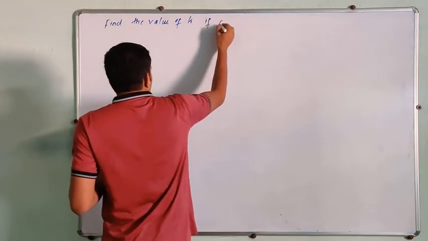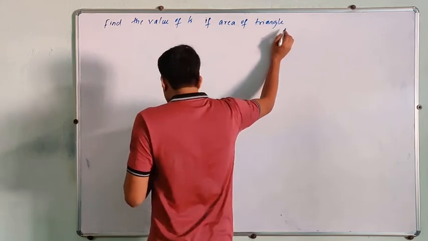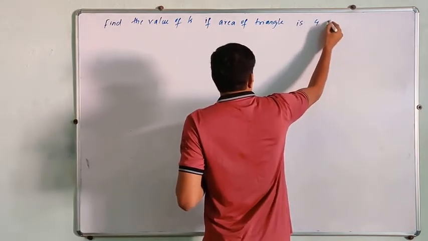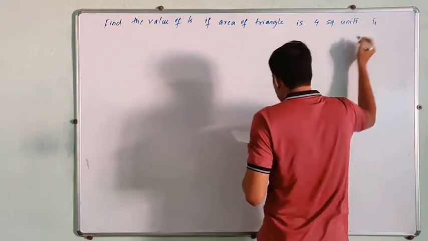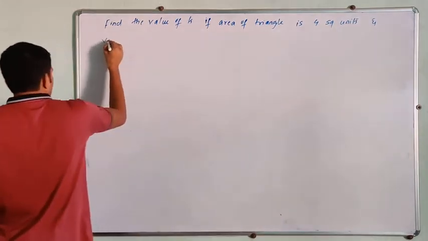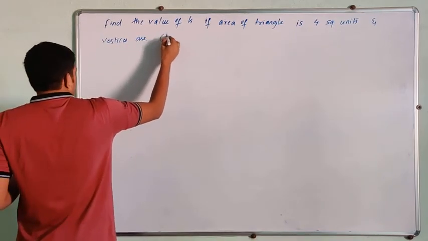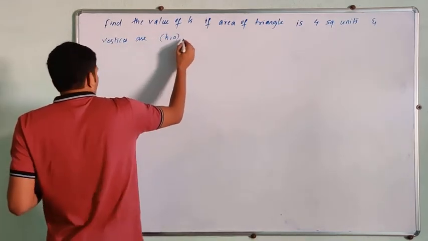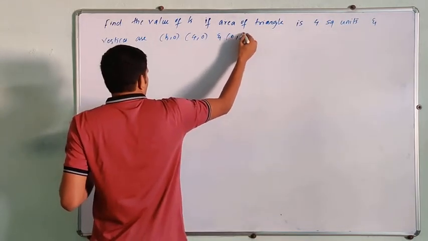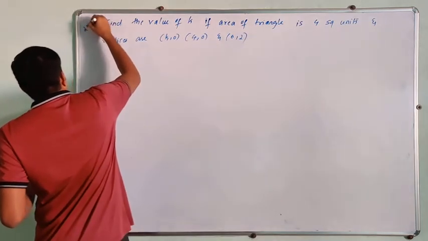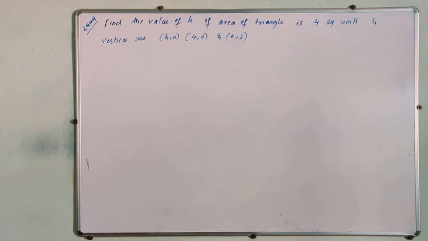Say the first one: find the value of k if the area of the triangle is 4 square units and the vertices are (k, 0), (4, 0) and (0, 2). So this will be asked for 2 marks. Right? So what is the problem here?